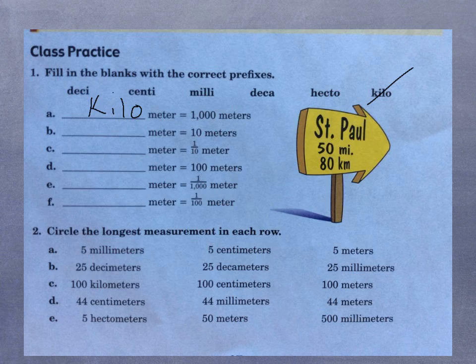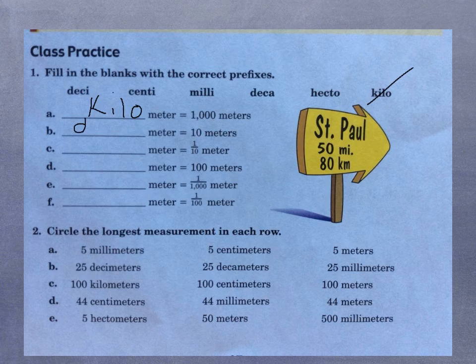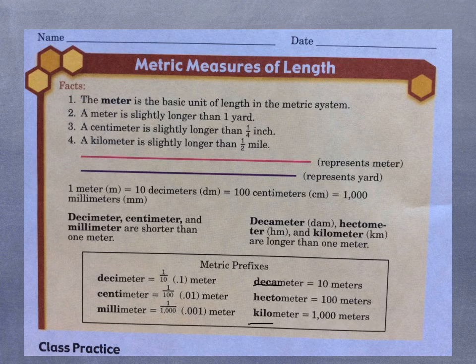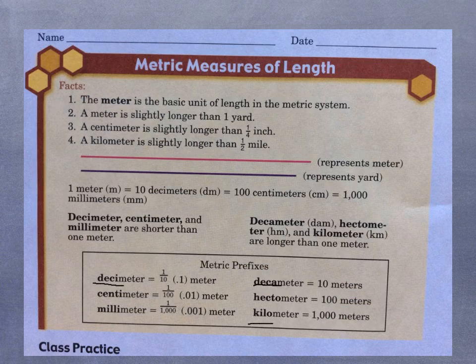B, which one would be 10 meters? 10 meters would be deca. A decameter. C, which one would be 1/10 of a meter? That'd be deci, 1/10 of a meter. D is asking which one would be 100 meters. Hecto is 100 meters.